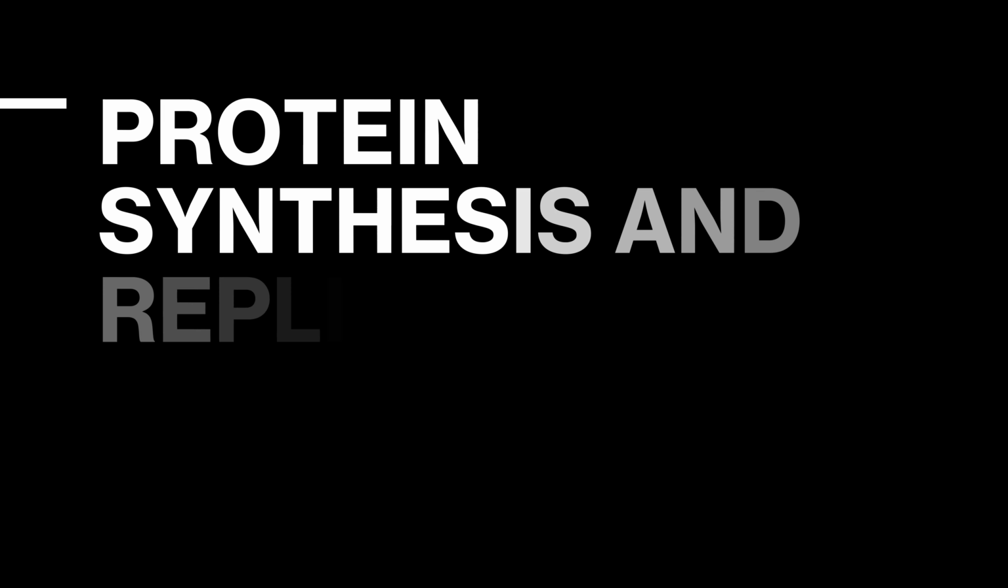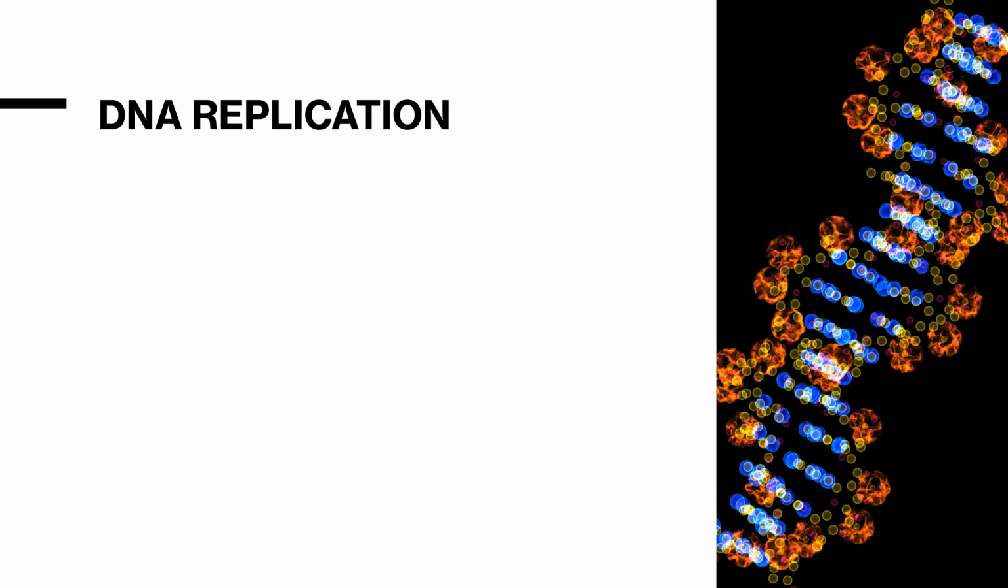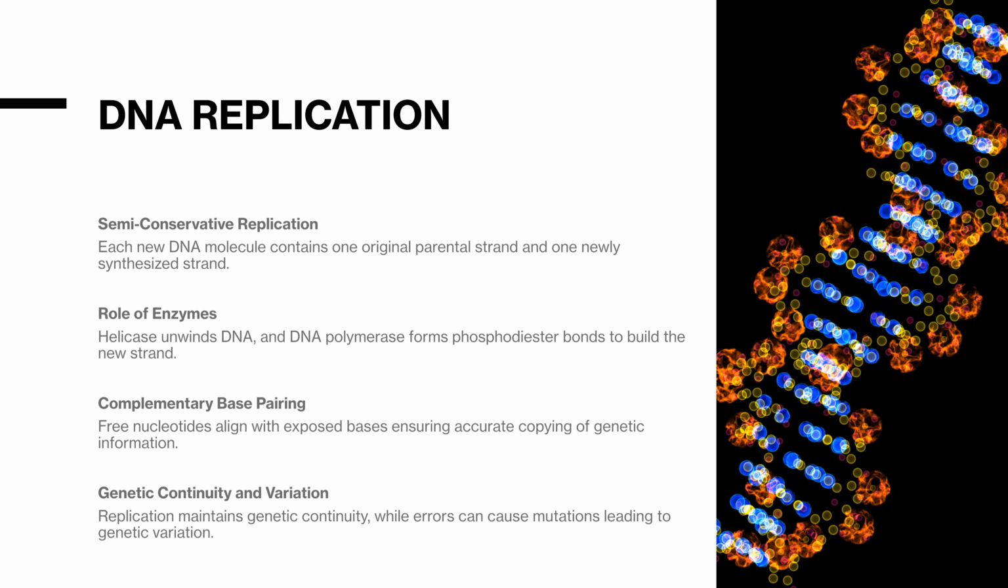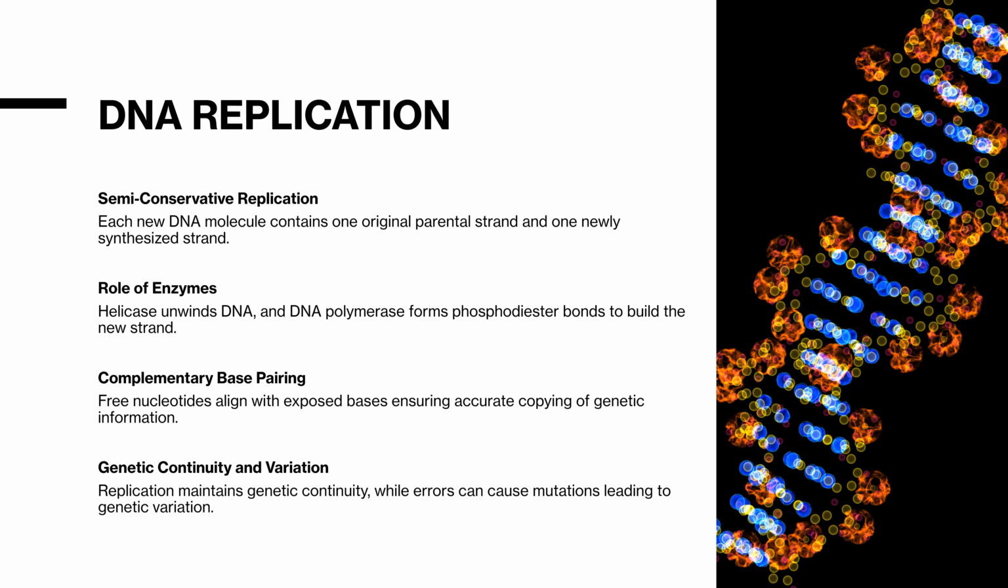DNA replication, transcription, and translation. DNA replication is the process by which genetic information is copied prior to cell division. In this mechanism, each new DNA molecule contains one original, parental, strand and one newly synthesized strand. Replication begins when the enzyme helicase breaks the hydrogen bonds between complementary base pairs, causing the double helix to unwind and separate into two strands.